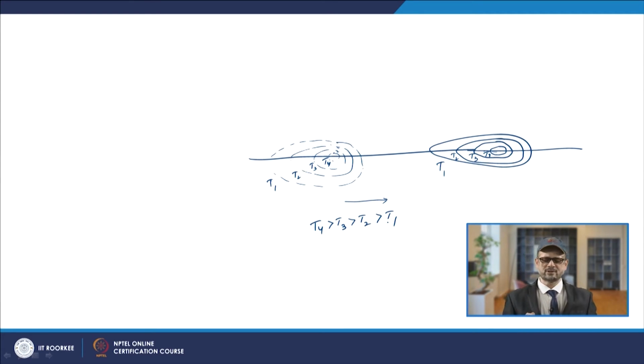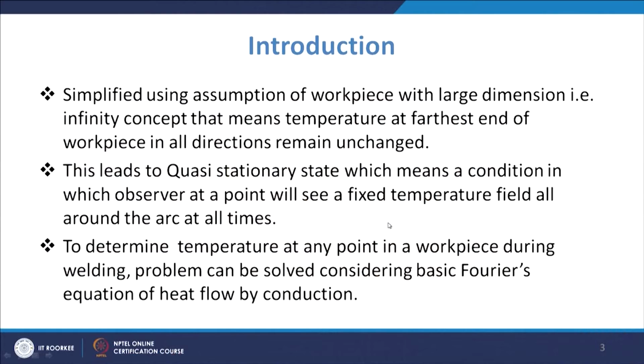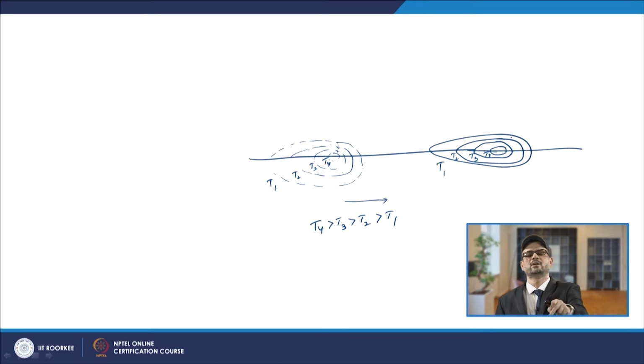Now what happens in the case of... so we are talking about this. What we see is a fixed temperature field all around the arc at all times. So that is what we are seeing: the observer will see, all around the arc, this fixed temperature line.